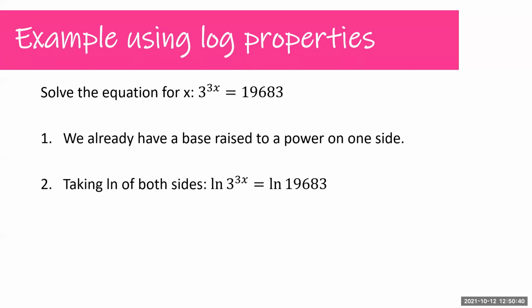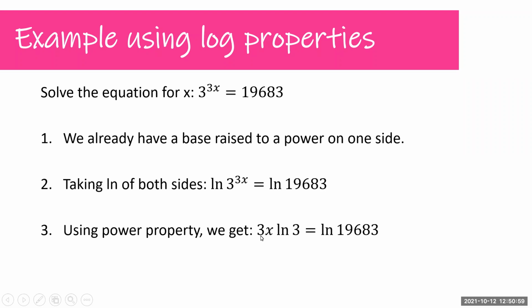Let's take the natural log of both sides. Again, I typically choose natural log. All we did here is put natural log in front of each. So now we have natural log of 3 to the 3x equals natural log of 19,683. Notice here that we have an exponent, so we can use that power property and bring that down in front of the logarithm. So now we know that 3x times ln of 3 equals ln of 19,683.